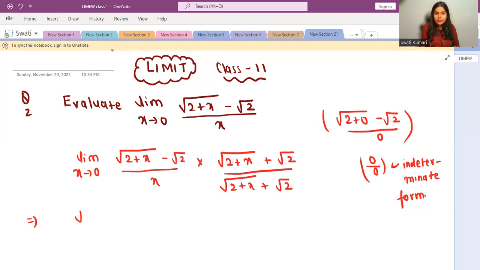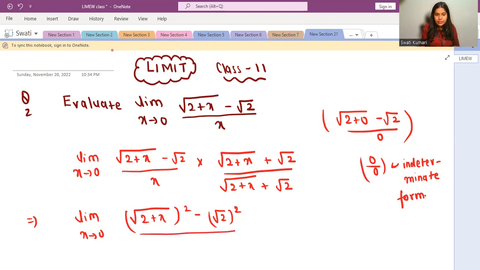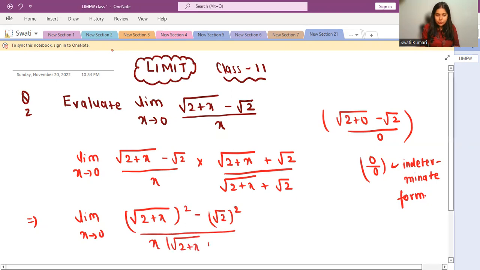Now, next step, of course, limit x tends to 0. I hope, because I'm assuming that you are in class 11th now, you know that in the numerator we have the form a minus b into a plus b, and the formula for a minus b into a plus b is a square minus b square. So this is going to be root 2 plus x, that means a square, minus b square, that is root 2 squared, upon the denominator part, which is x into root 2 plus x plus root 2.